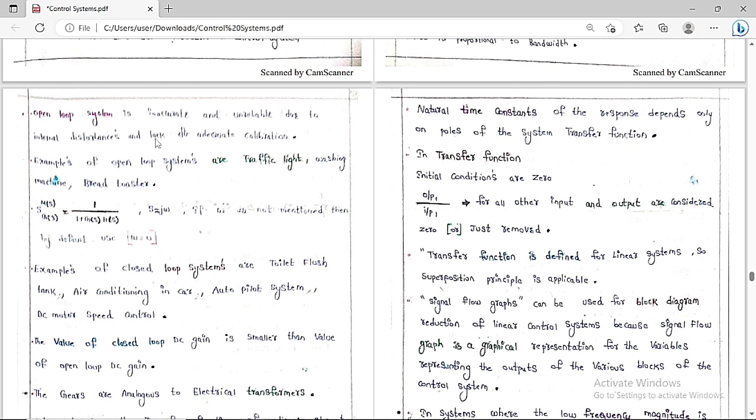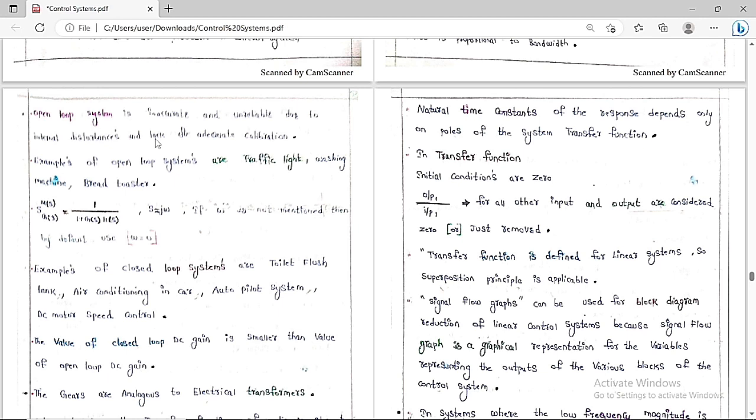Now we are going to discuss another point. Listen carefully. The open loop system is inaccurate and also unreliable due to internal disturbances and the lack of adequate calibration. As there is no feedback in an open loop system, whenever any disturbance is produced, the output is going to change from the desired output. So we can say this is an inaccurate system and also unreliable, since we are not sure whether the output we get is desirable or not.